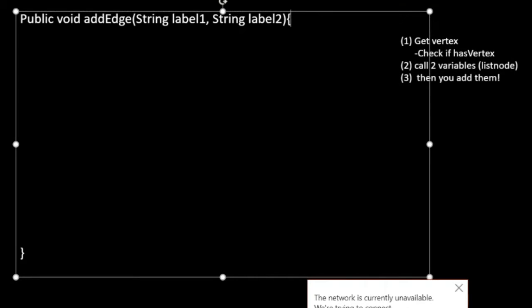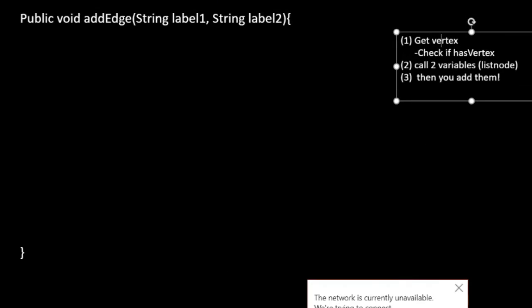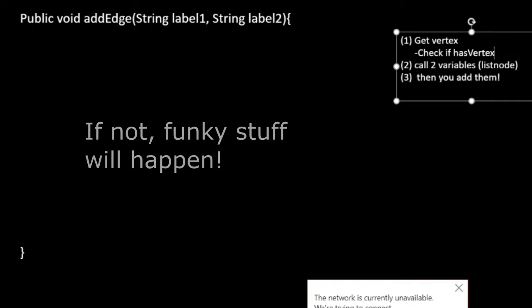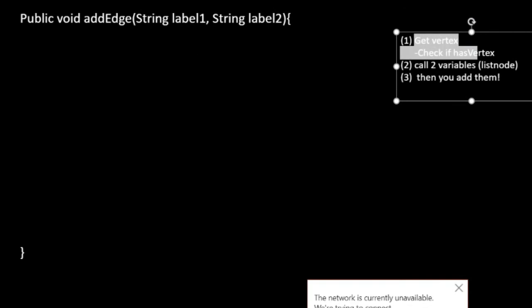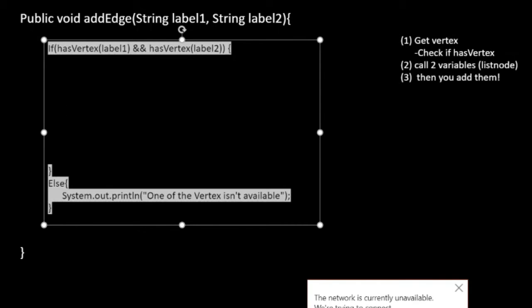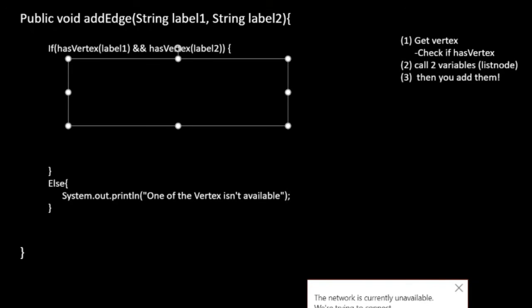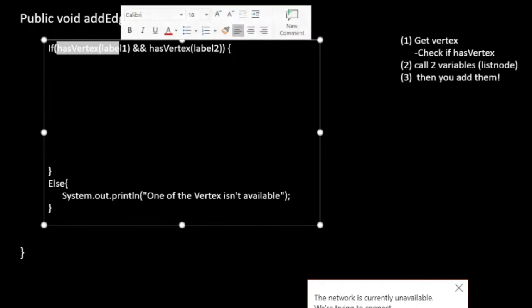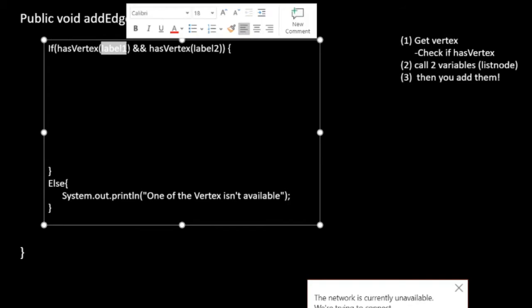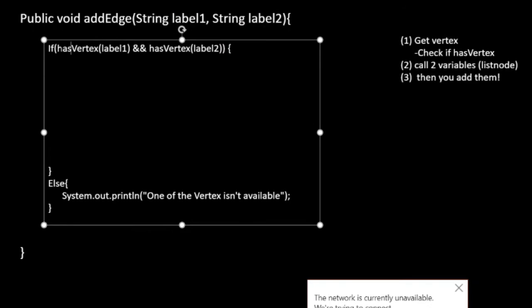So how the code roughly works is you have to get vertex, because if you want to add an edge, you need to make sure that the vertex linked list already contains these two labels. So there will be an algorithm that will check if the vertex exists. It's like a find vertex method. It will check if it has vertex label 1, and then it will go through the list to find if the label exists, and it will return a boolean.